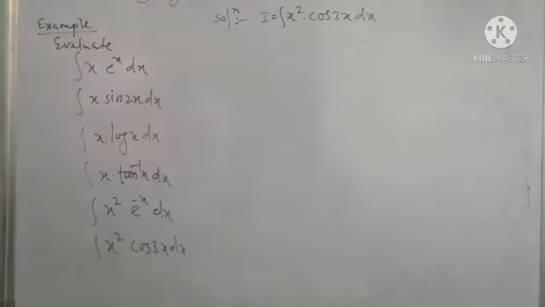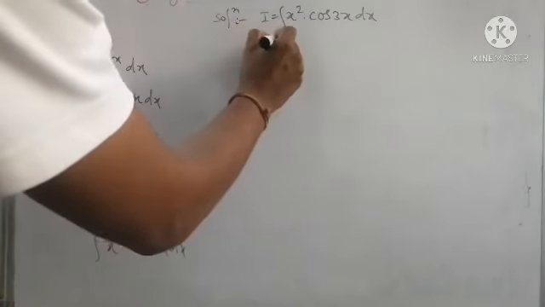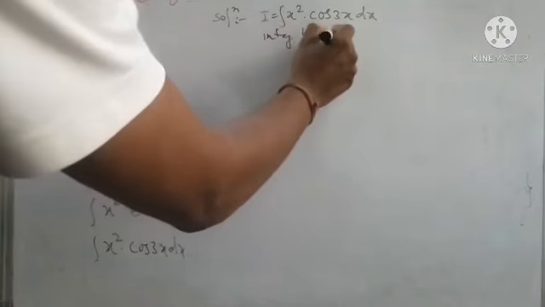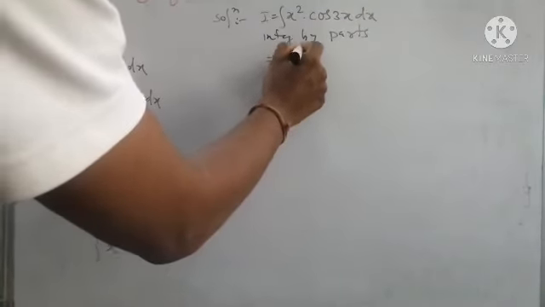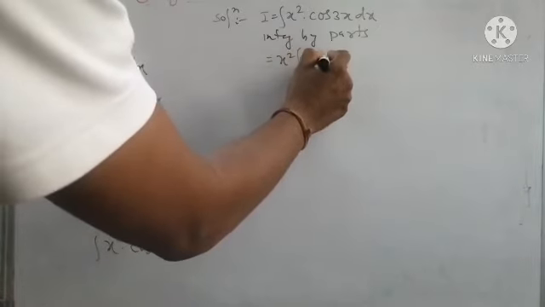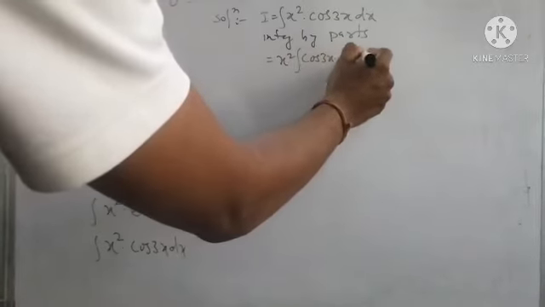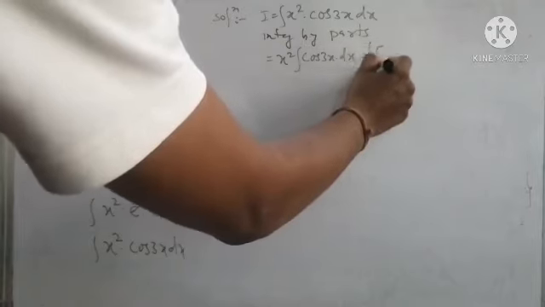Integration of x square into cos of 3x. Again integrating by parts, as there is a product of two functions given. So in the first part, x square we take outside integration; in integration we get only the second term cos of 3x multiplied by dx, minus integration of bracket.